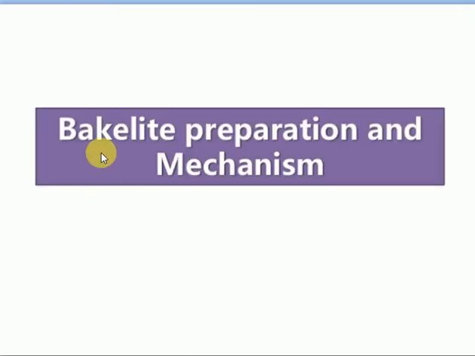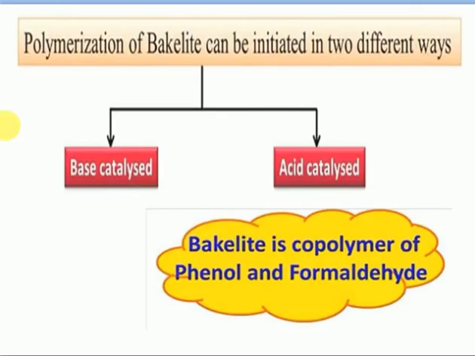Next one, students, very important: preparation of bakelite. We are going to discuss the preparation mechanism of bakelite in detail. Next, students, look here: the polymerization of bakelite can be initiated in two different ways. Generally, in the polymerization process there will be an initiation step. The initiation step here is carried out by two methods based on the catalyst.